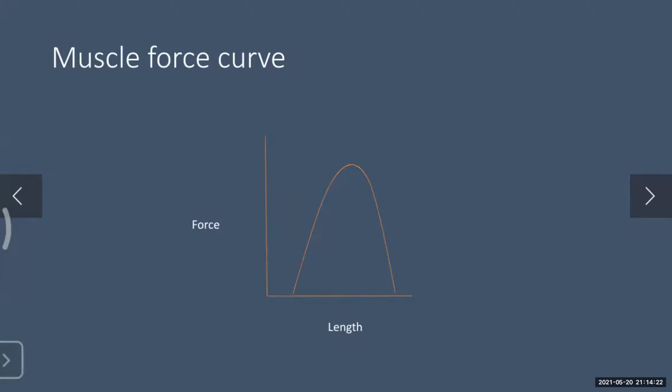Yeah, the number of cross bridges is going to be more in the middle range, right? In the outer range, there is going to be less overlap. In the inner range, half of it would have been used up already, and they are not going to do anything. So that's what we see there. Whenever we talk about a muscle force curve, this is the curve we have.